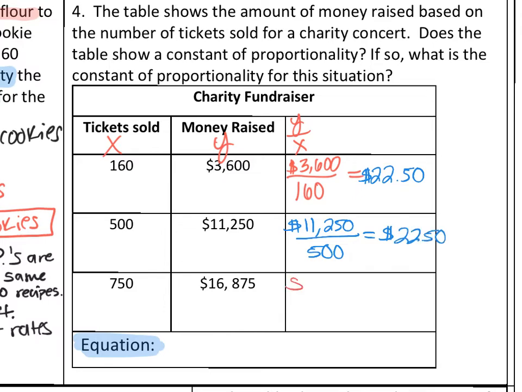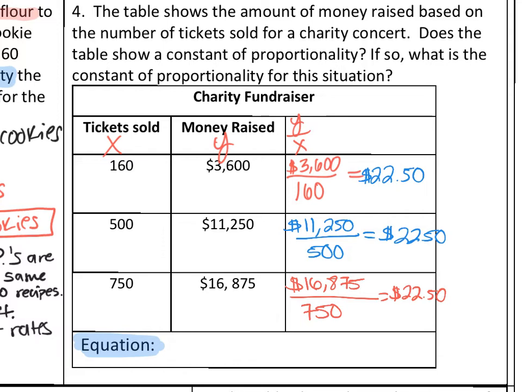Now some students, they say, oh, that's going to be equal to the same number every single time. Not always. They try to trick you. They'll give you like 5 terms, and then the last term will be the one that they throw off. So trust me, you want to check every single one. So my last ratio, or my last rate, is 16,875 to 750 tickets sold. And the unit rate in this case is, again, $22.50.